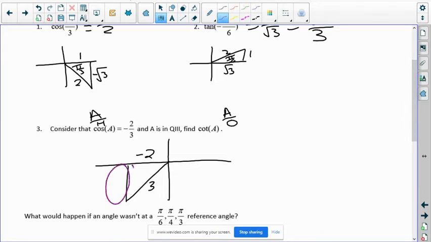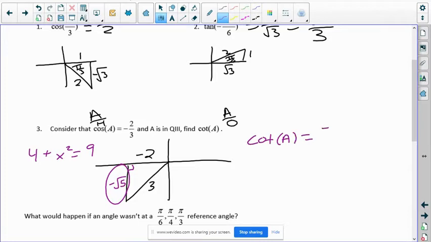Well, these are right triangles. In a right triangle, when you know 2 of the 3 sides, you can do Pythagorean theorem. So negative 2 squared plus whatever that is squared is 3 squared. So x is either the positive or negative square root of 5. Well, it's going to be the negative square root of 5 because we're in the fourth quadrant and this segment is going downwards. So the adjacent over the opposite is what we find for cotangent of A.